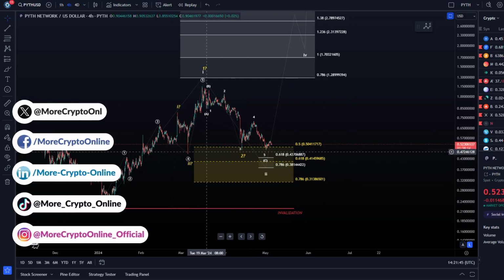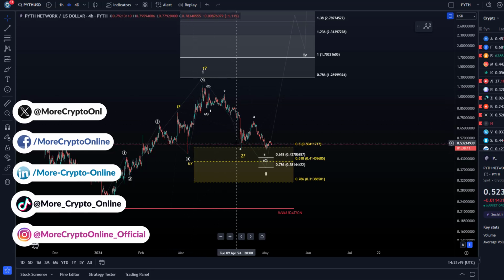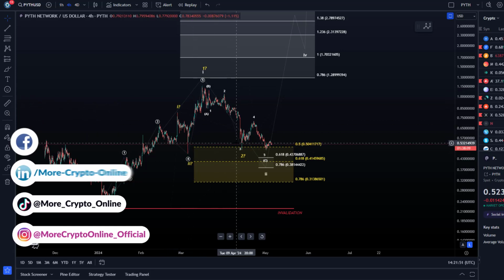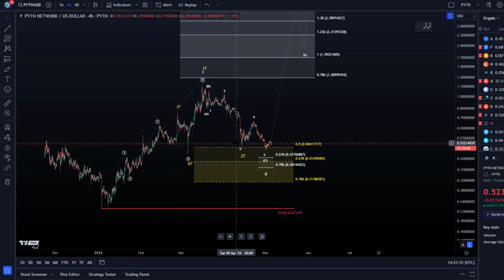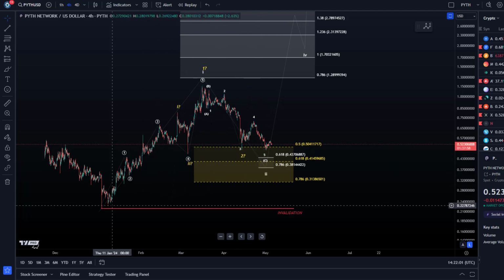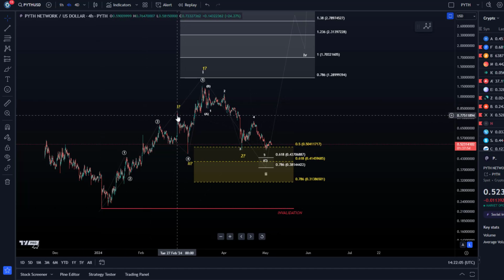Obviously, the accelerated 1-2-1-2 setup that we discussed here in the yellow scenario, well, that's still technically valid. But I already mentioned, I think in the last video, that I assume it will get invalidated. It's still alive, and it is this scenario in which we say, okay, we have here the move from the January low to the February high.